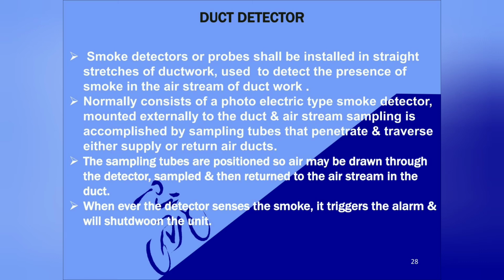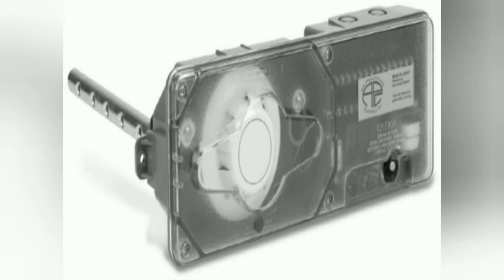The air sampled by the sampling tube is allowed to go through the smoke detector, and once smoke is detected, the detector will give an alarm to the control panel that smoke has been detected in the ductwork, and it needs to be addressed immediately.